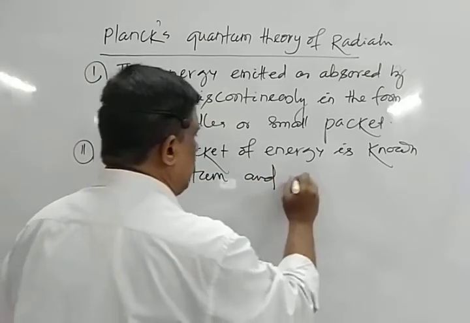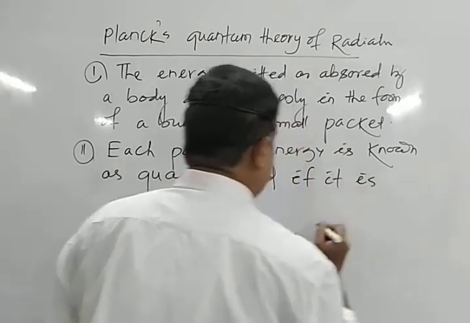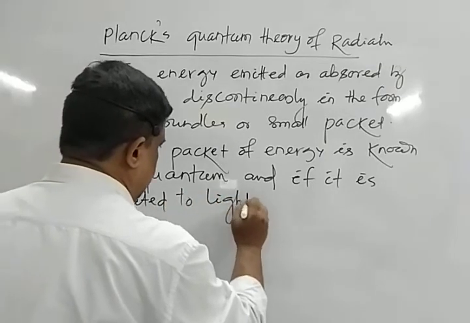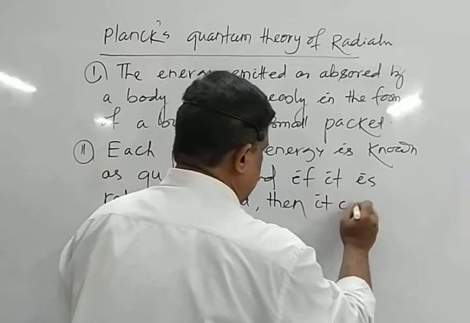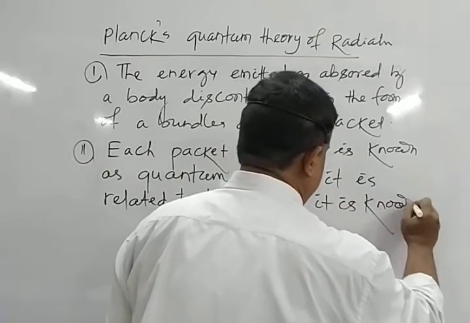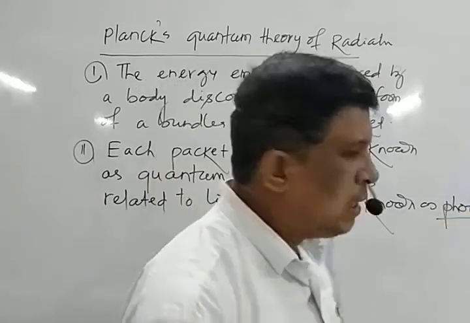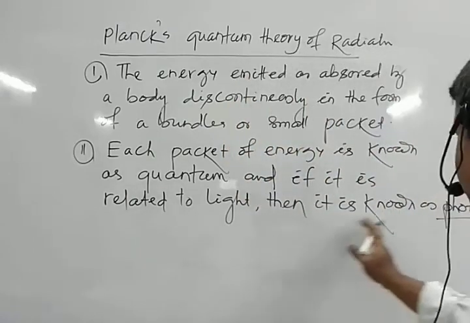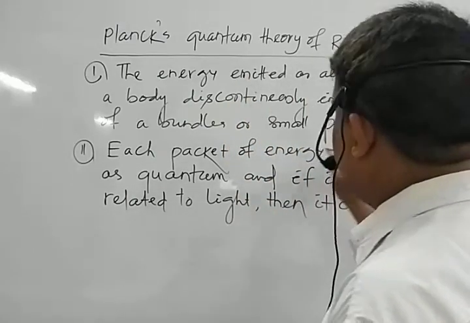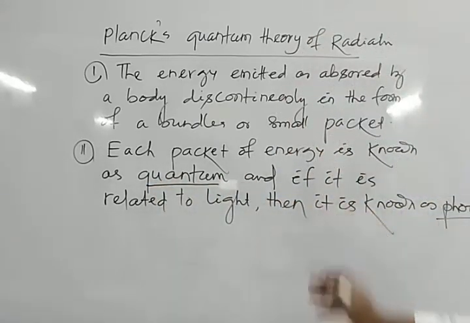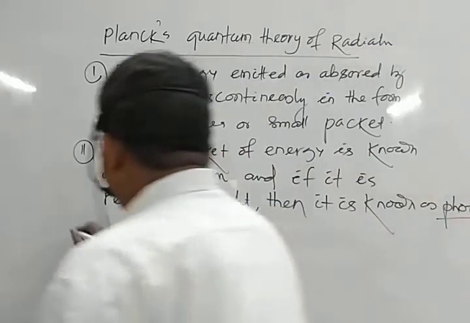and if it is related to light, then it is known as photon. If that energy bundle is related to light, then this energy bundle is known as the photon. Any other energy bundle or packet of energy is known as quantum. That means each packet of energy is known as quantum, and if that energy bundle is related to light, then it is known as photon.